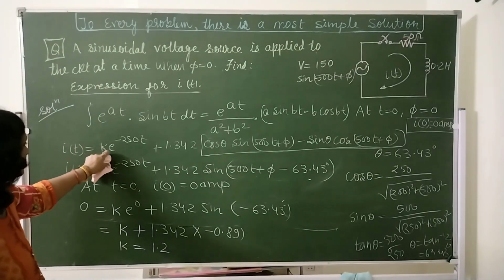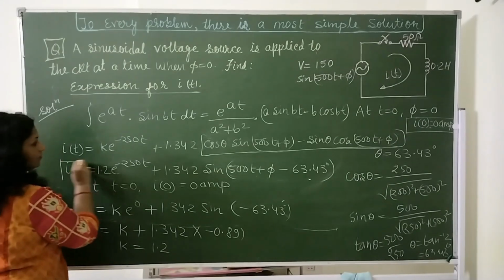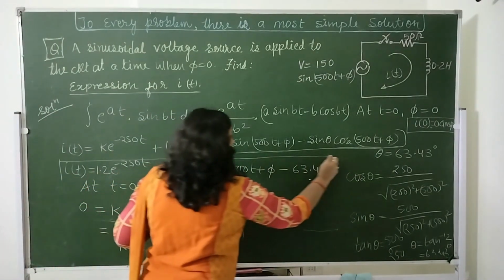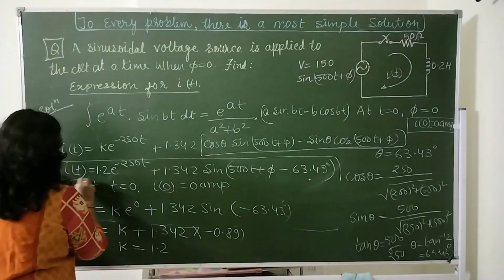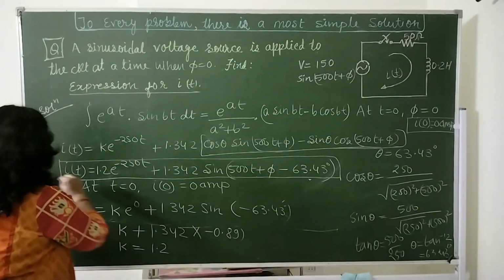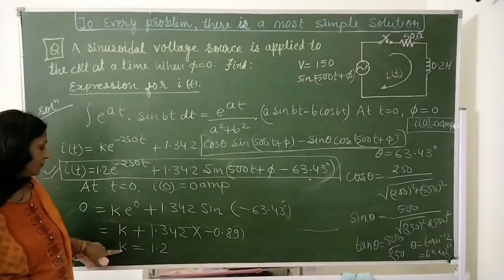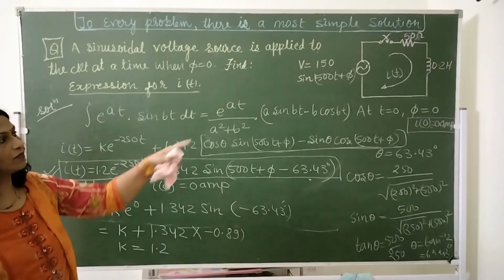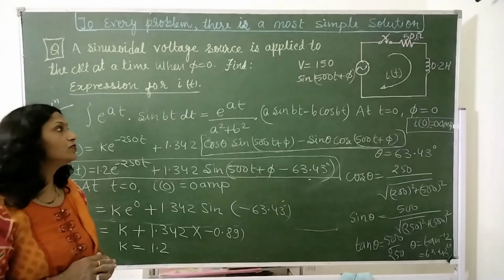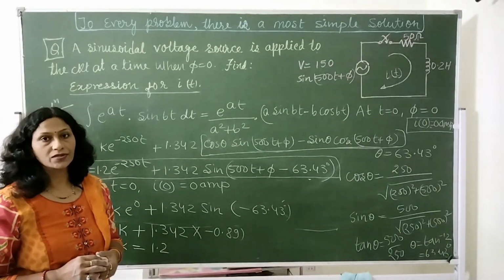So substitute this value here, that is 1.2, and we get the i(t) expression. So this is our desired expression i(t). We got this value of K with the help of the current at time t equals 0. So this is the way to solve such types of questions. Thank you.